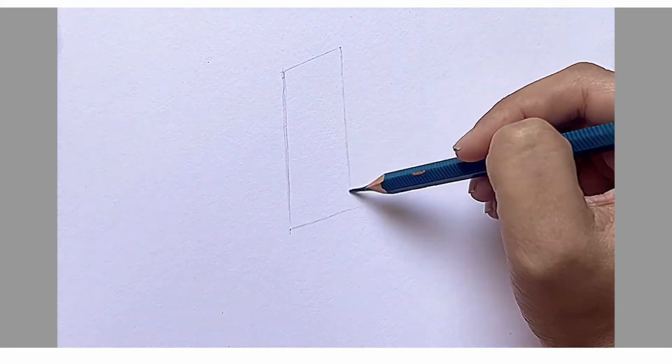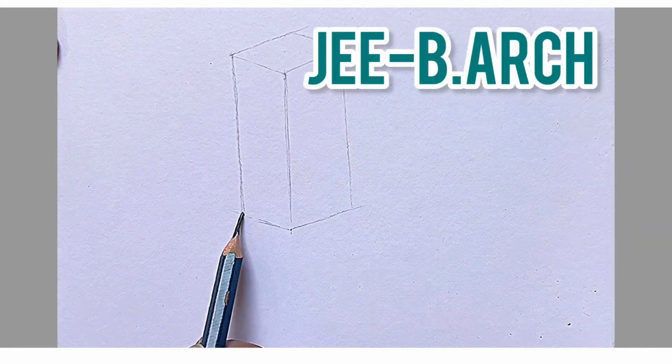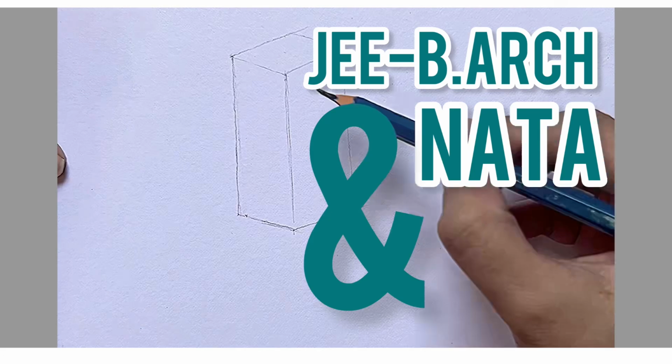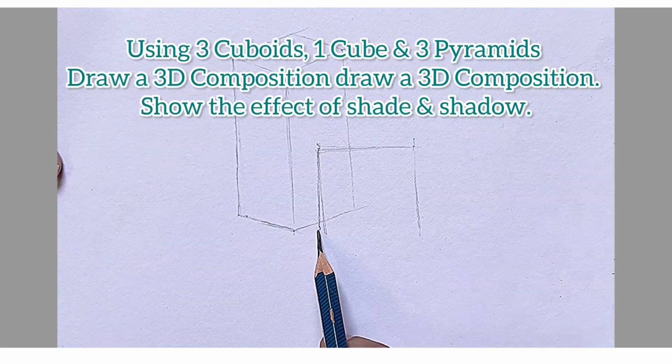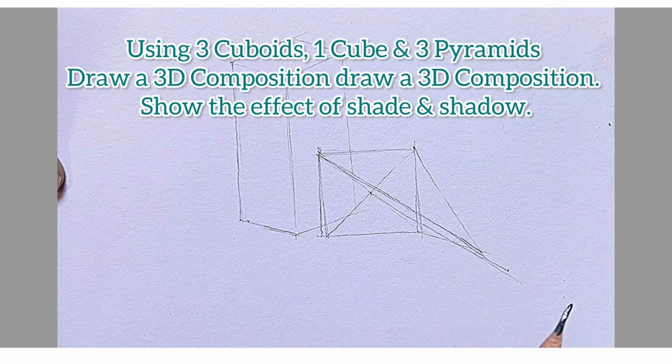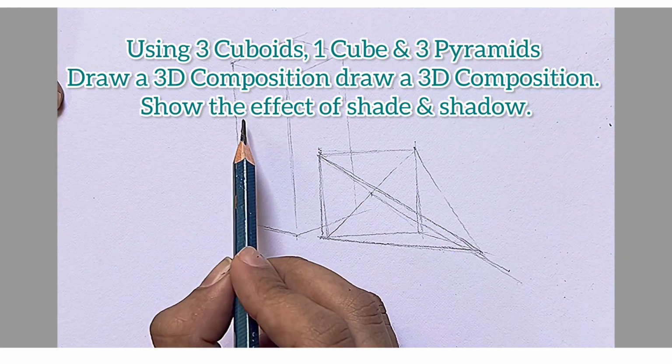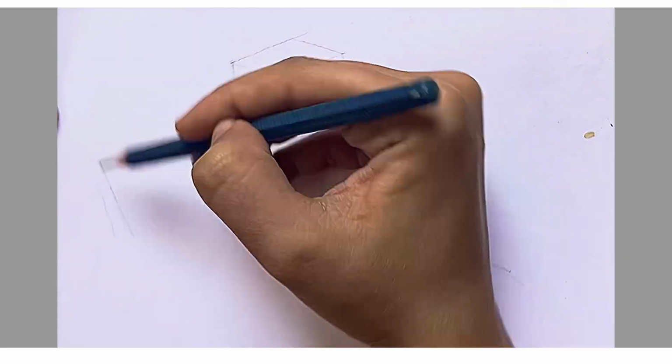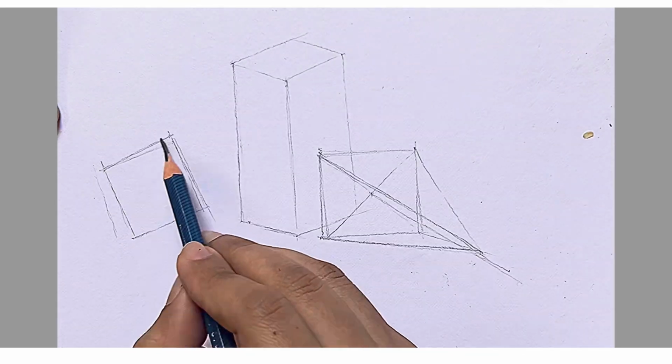In this video, we are looking into one of the questions that appeared in JEE B.Arch and NATA, that is, using 3 cuboids, 1 cube and 3 pyramids, draw a 3D composition and show the effect of light and shadow. Like you can see, I started with the center, drawing the cuboid.